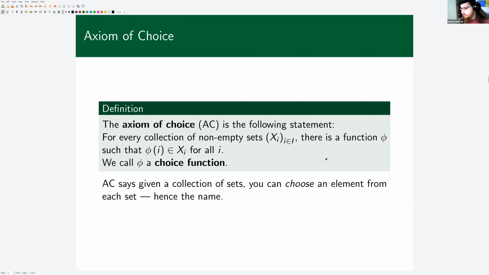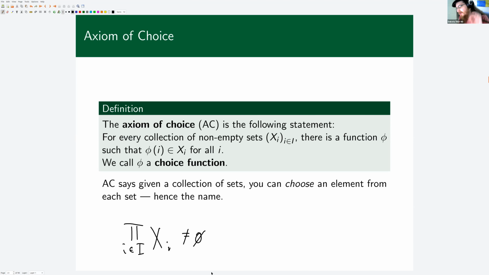And that's where AC gets the name, right? It says that you can always choose an element from each set. In other words, if you recall the notation here for the Cartesian product, which is this big capital Greek letter pi, this says that the Cartesian product is non-empty. There exists some element of the Cartesian product.